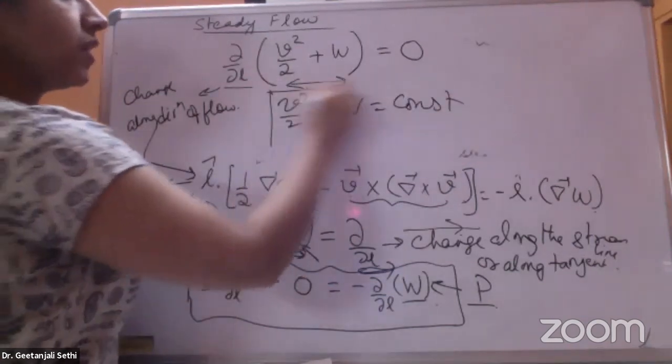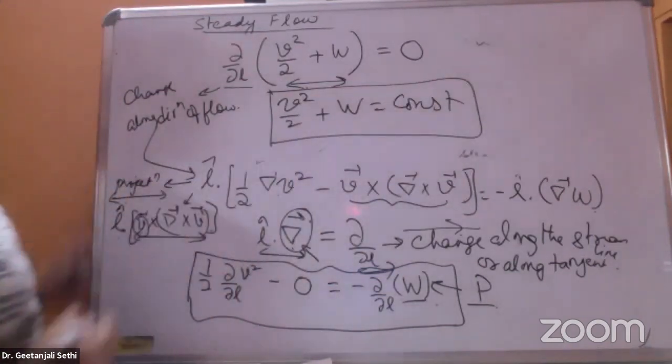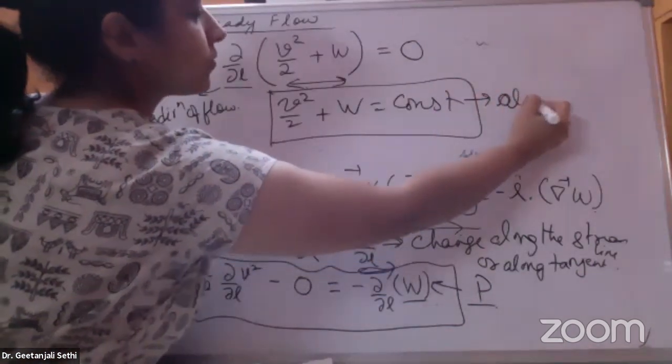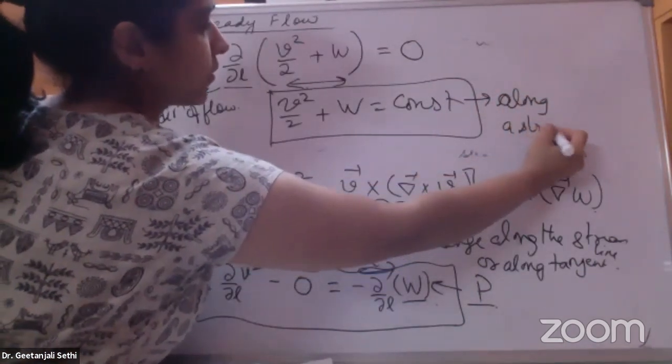It's a quantity that is conserved, that remains the same along a streamline.